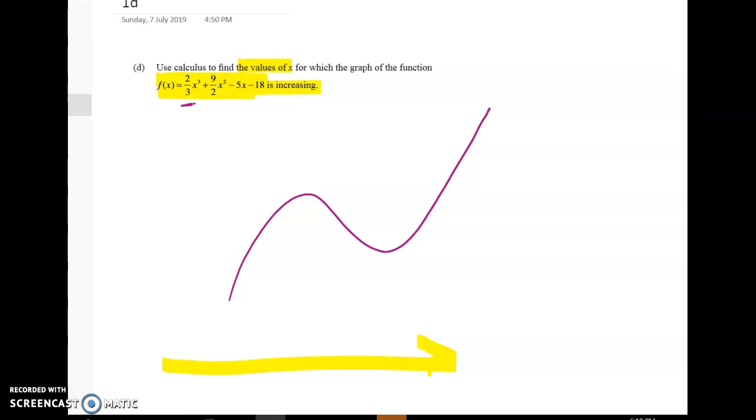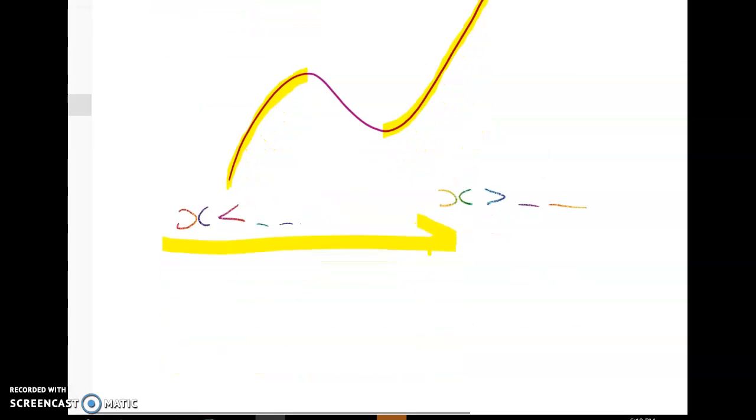And you can see on the graph that there are going to be two places where that happens. There's going to be from here up to here, and then there's going to be from here onwards. So our answer in this case should end up having two sections of the graph. So it'll be x less than something, and then it'll be x greater than something. And we have to figure out what those numbers are. But we need to do some pretty good communication in this question.